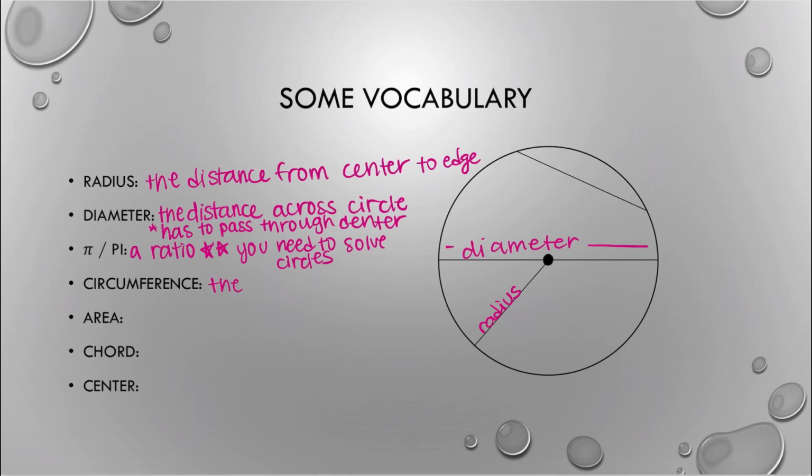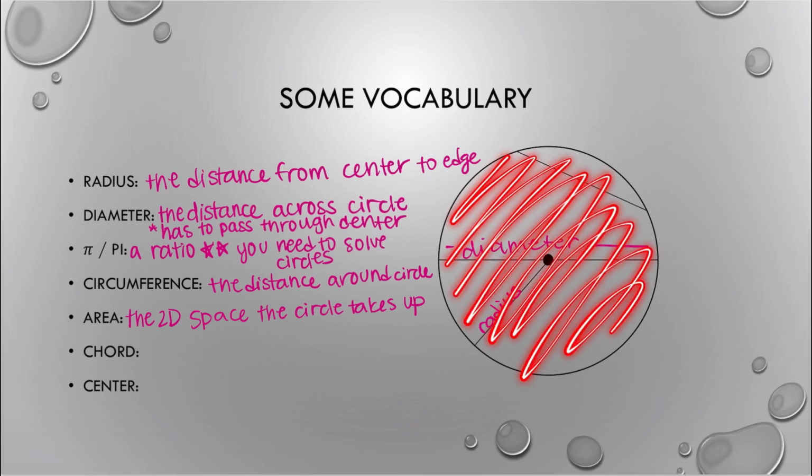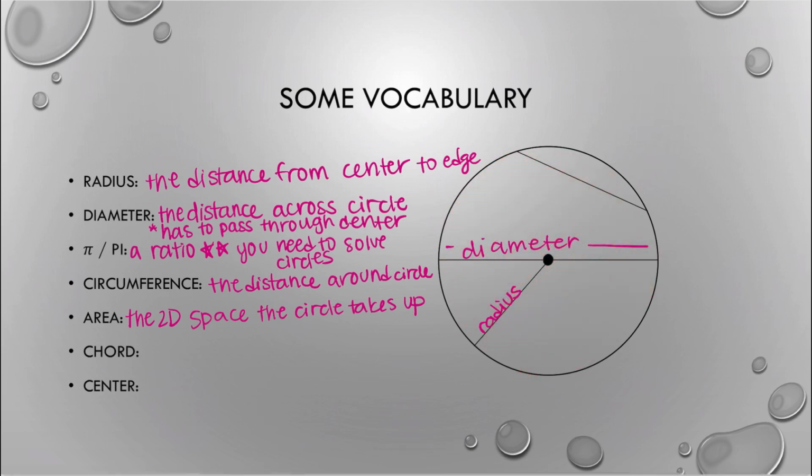Circumference is the distance around the circle. So all the way around, like this highlighted part here, that would be the circumference. Whereas the area is the 2D space the circle takes up. So area would be like all of this. If I was to shade in the entire circle, that would be the area, and it's a 2D space. If we're talking about volume, that's going to be either a cylinder or a sphere, and that's a whole other thing.